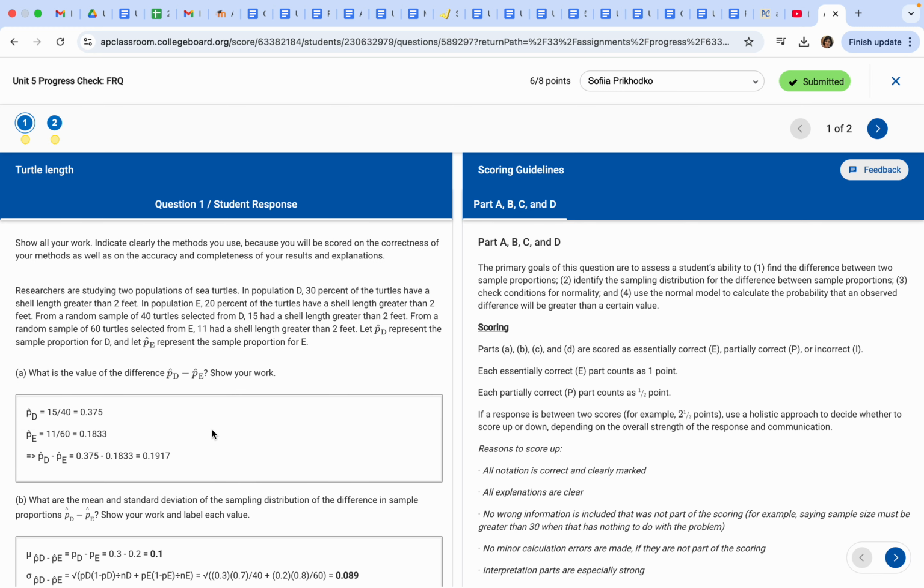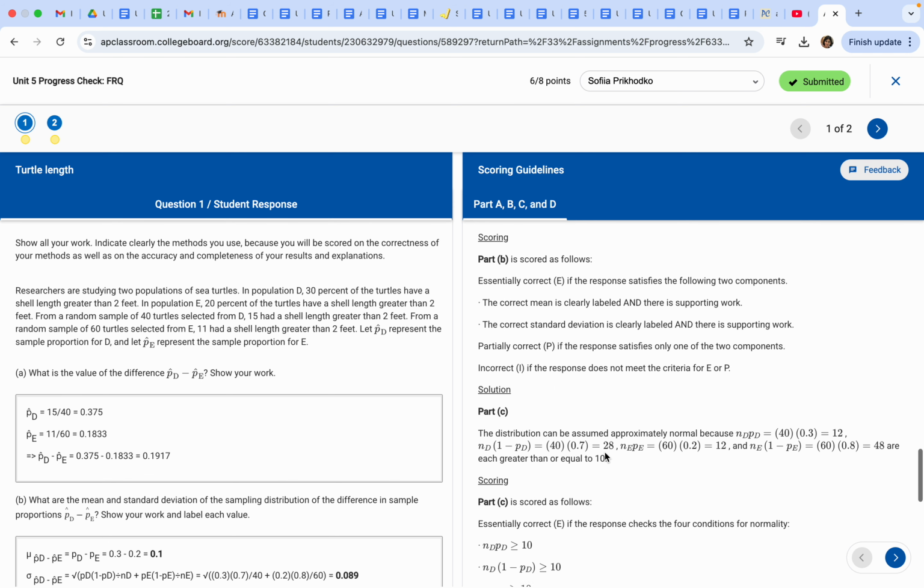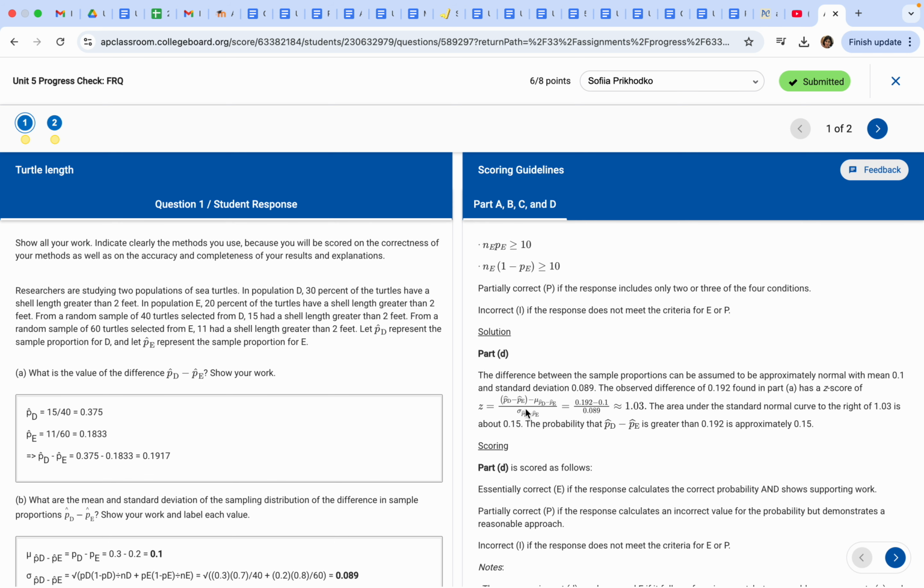And that should remind you of what we did way back in Unit 1 with normal curve calculations. And we can see that. That's why I didn't write this out, because it's here, right? So we have the difference between the sample proportions can be assumed to be approximately normal with a standard deviation. And we observed here, so we take our observed minus the mean, divided by the standard deviation, which is going to give us a z-score.